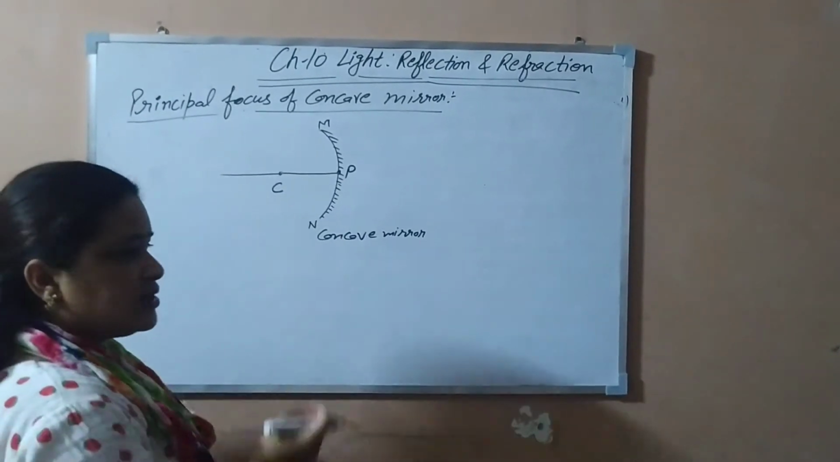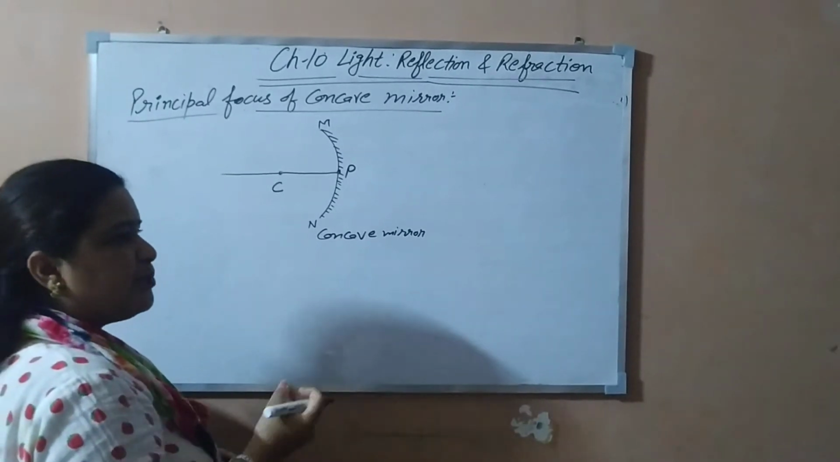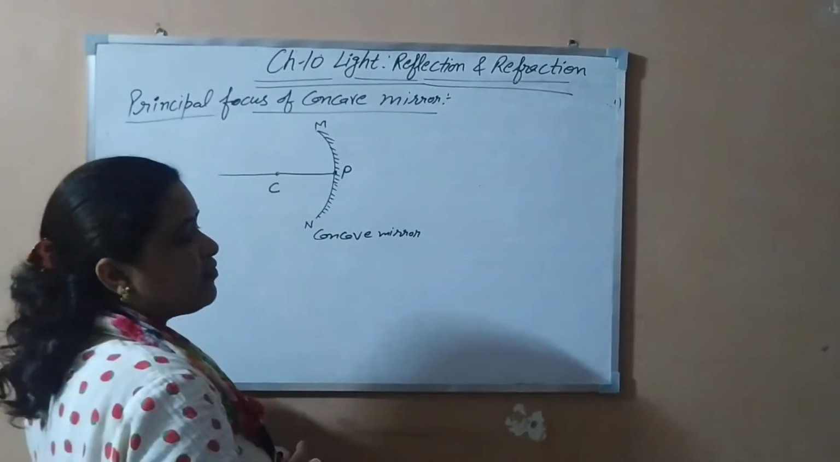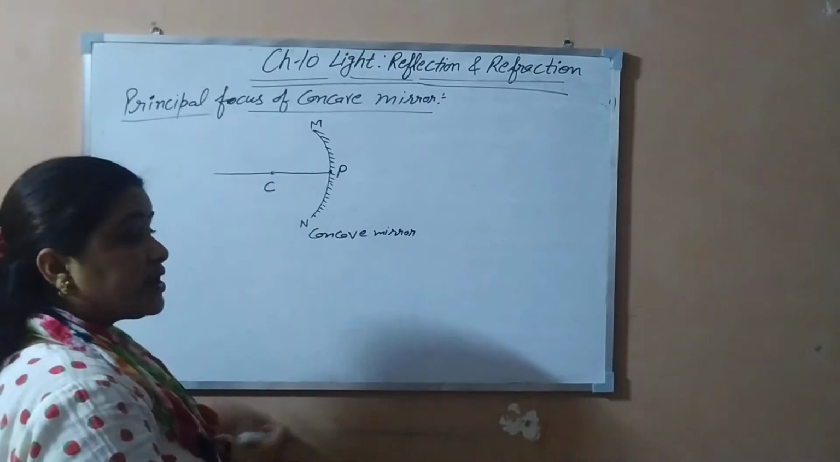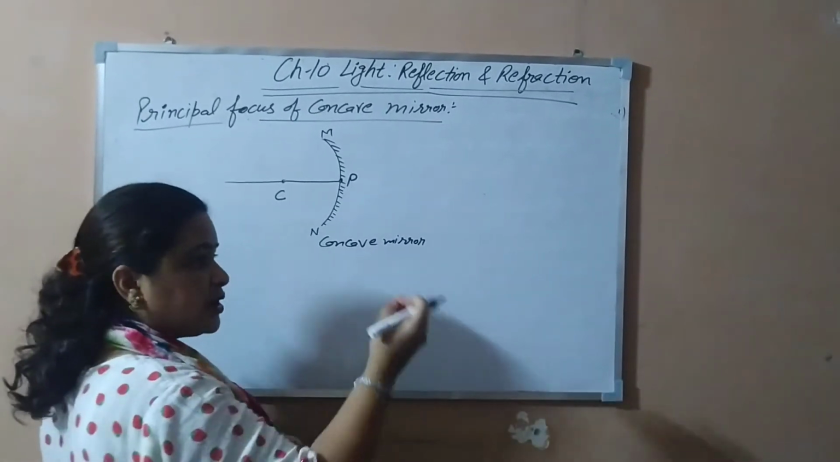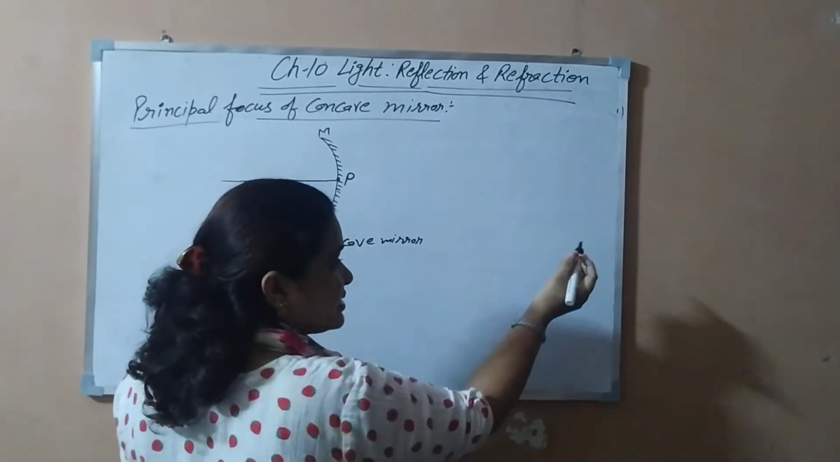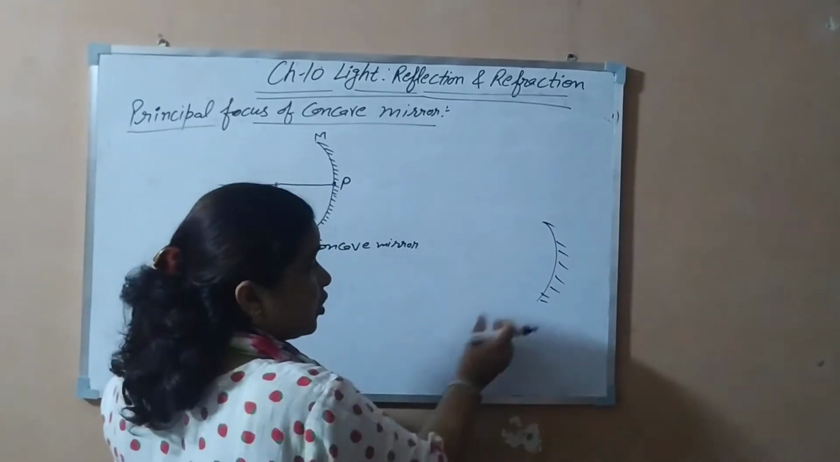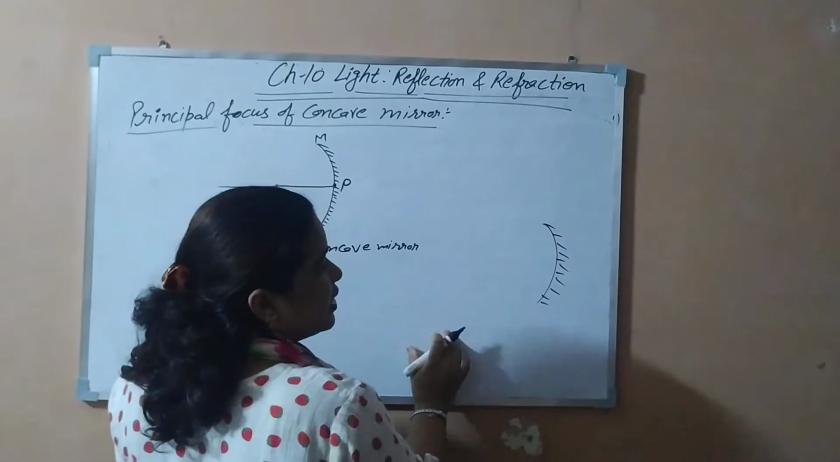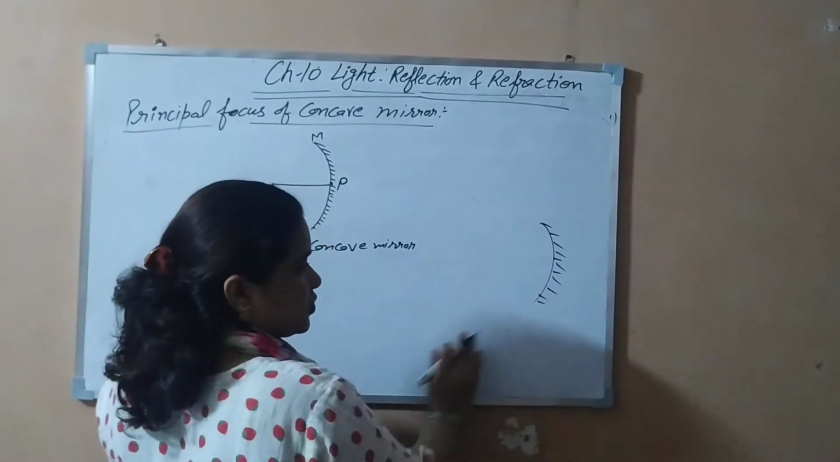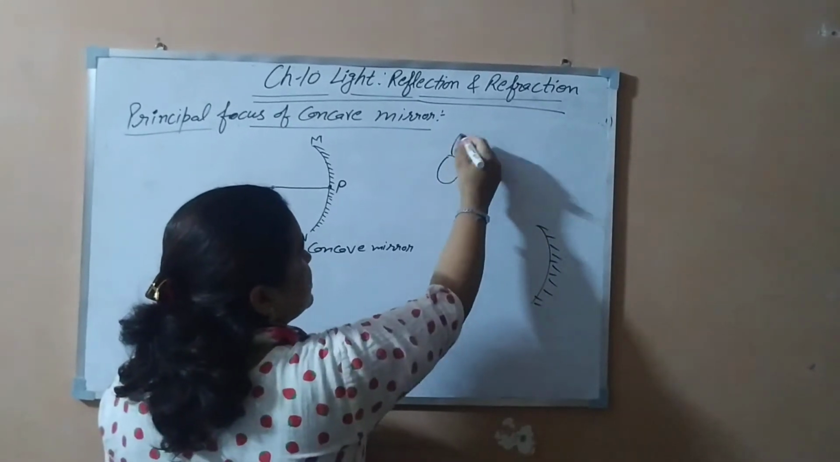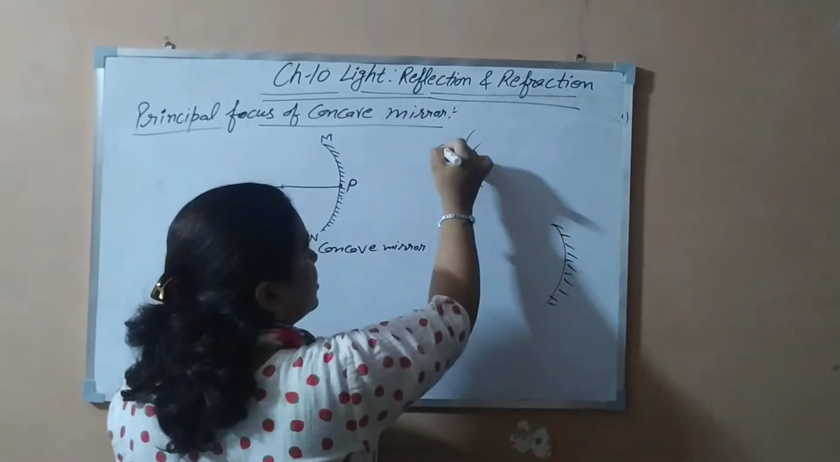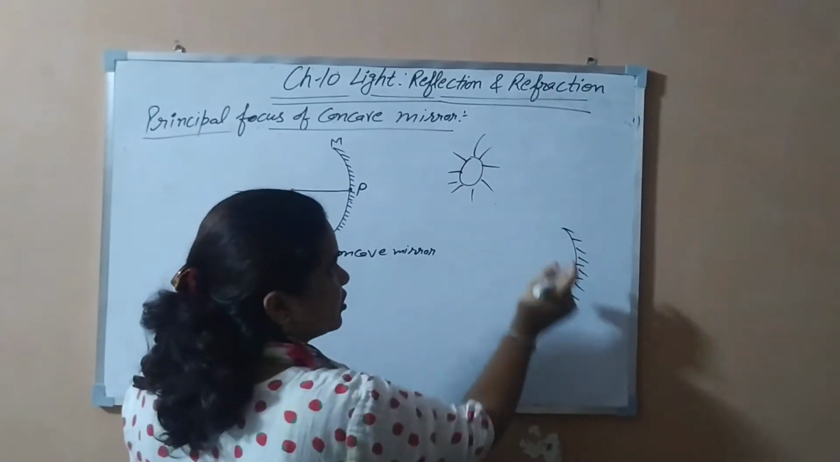To do this, there is an activity given in the book, and most of the time we have also tried to do that activity. What is that activity? Hold a concave mirror. In your book it is given: hold a concave mirror and fix it at one place. Then, as sun rays are there, allow the sun rays to fall on it.